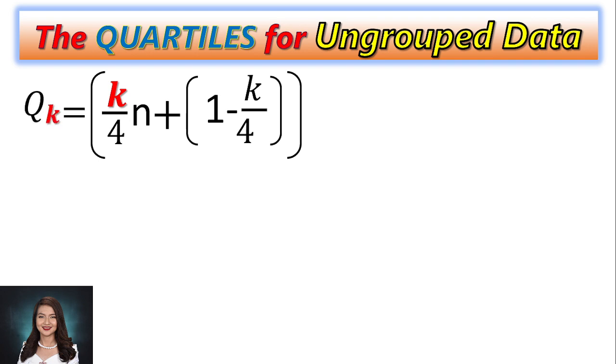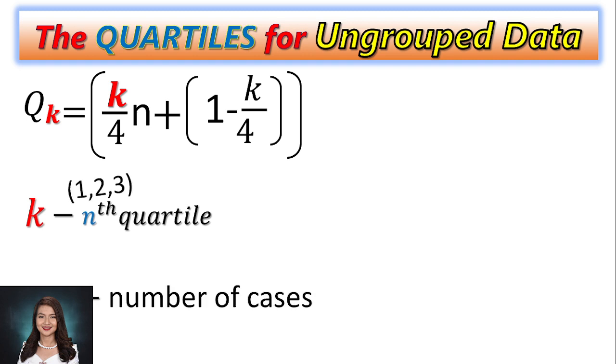We have Q_K is equal to K over 4 multiplied by the quantity N plus 1, where K is the nth quartile, and we represent it as quartile 1, quartile 2, and quartile 3. N is the number of cases, or our sample population.